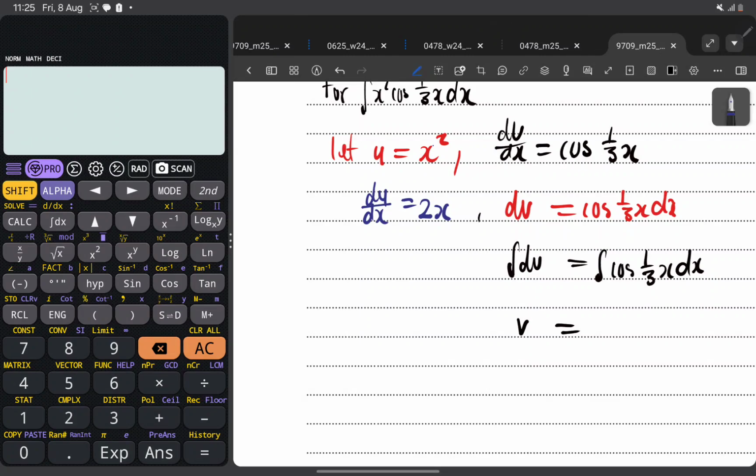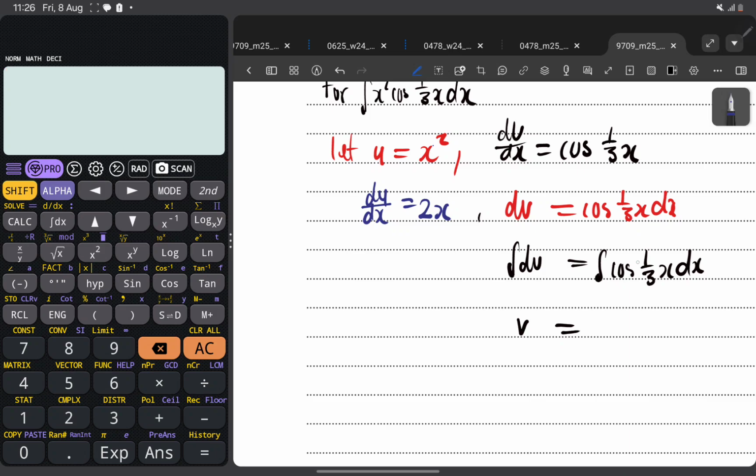Now, reverse chain rule: when you differentiate composite functions, you use the chain rule. Chain rule is to differentiate things like this. Now, when you're integrating it, you use the reverse chain rule. Chain rule says when you're differentiating, you differentiate the outside first without changing the inside, then you multiply by the derivative of the inside. Now, reverse chain rule will actually say integrate the outside, then divide by the derivative of the inside. So you integrate the outside without changing the inside, then you divide by the derivative of the inside.